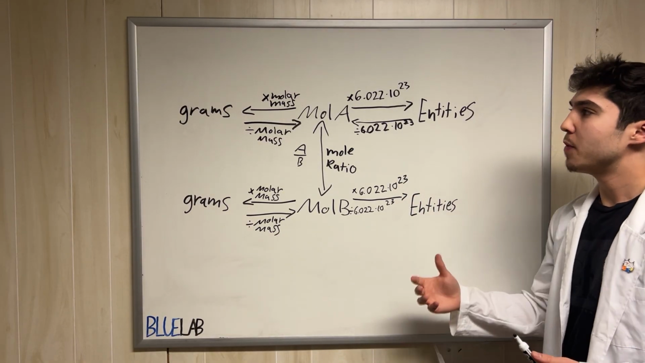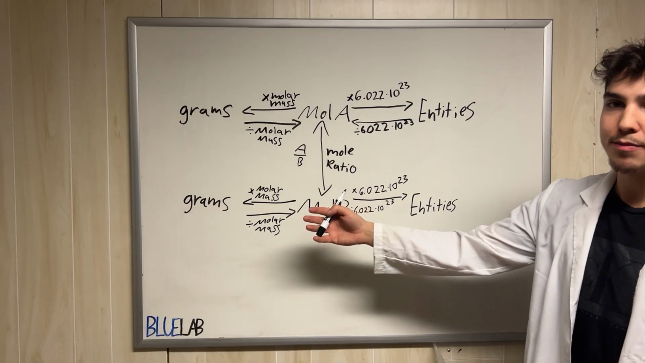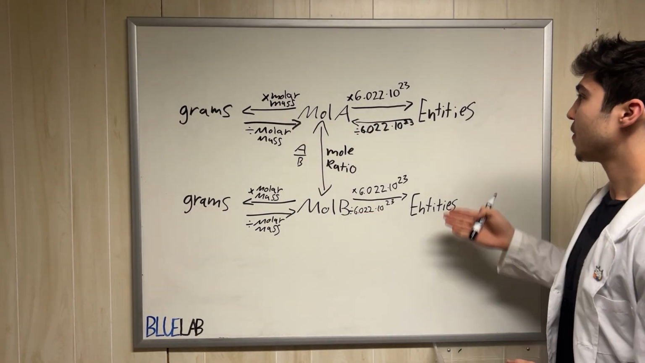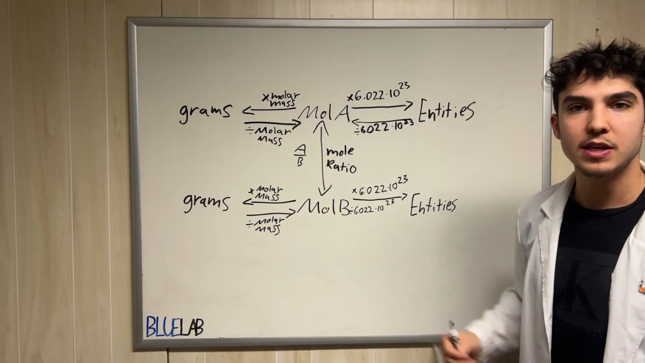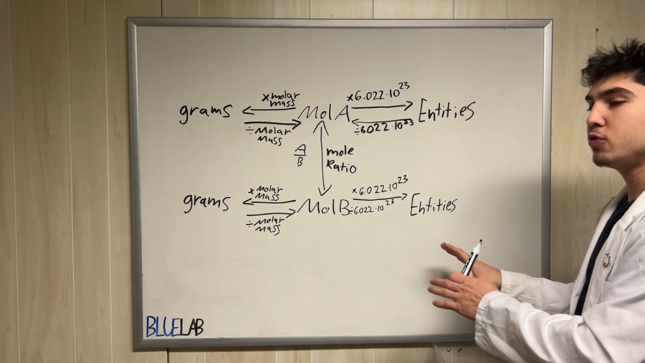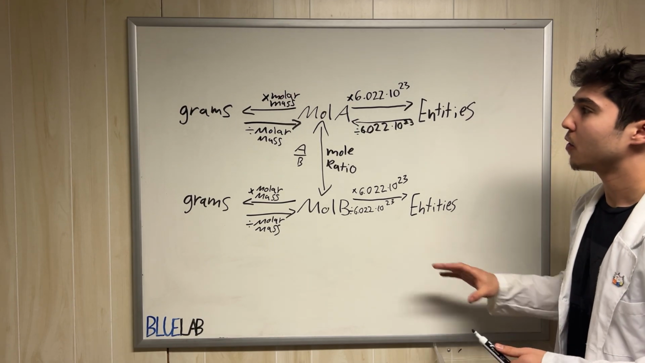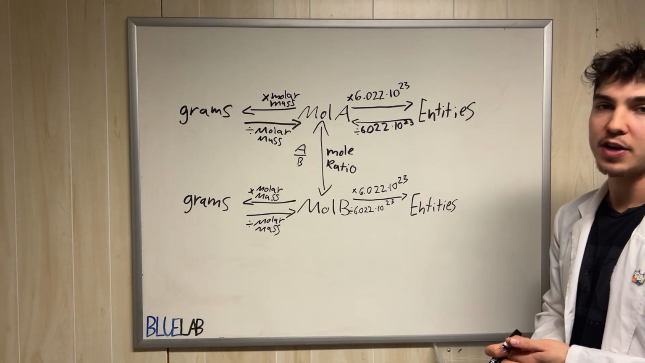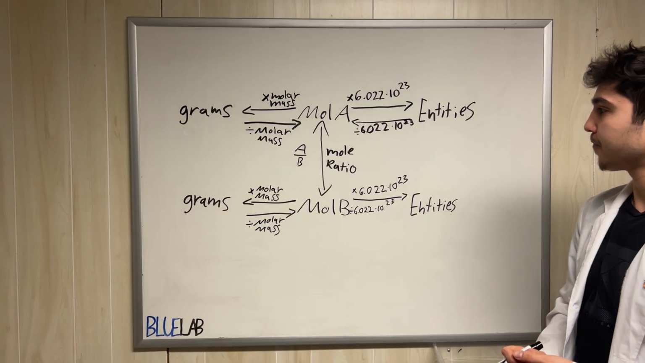Now we have the whole roadmap if you wanted to convert from grams to entities, grams of A to entities of B, from entities of A to grams of B, or any of them in between. So this is a huge foundational piece when we talk about the mole map. But now we're going to get into some more specific areas that you're going to need conversions for.